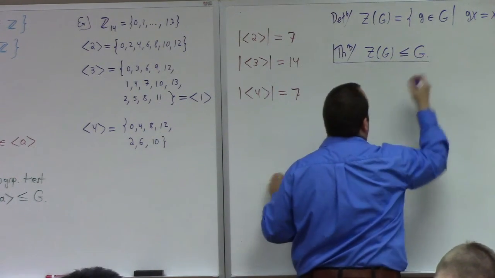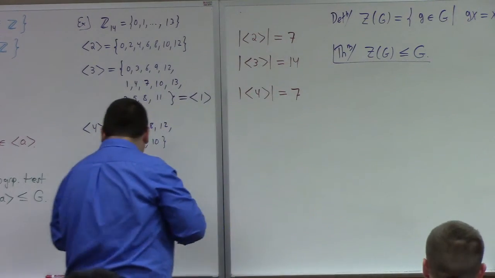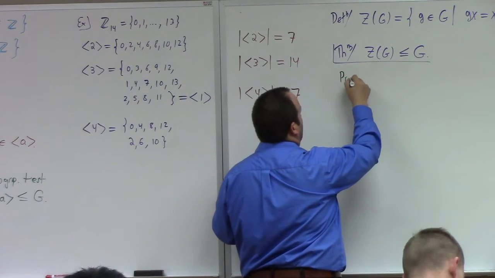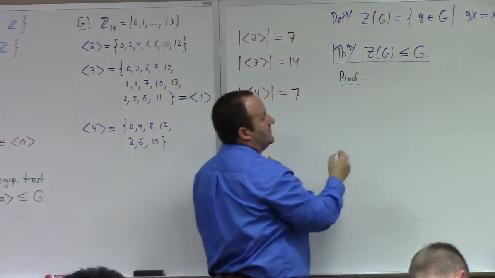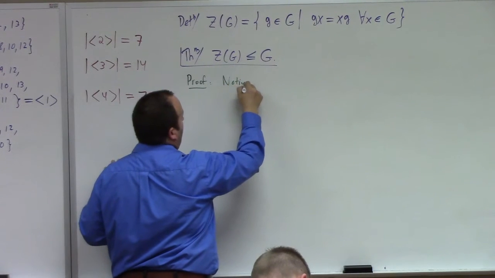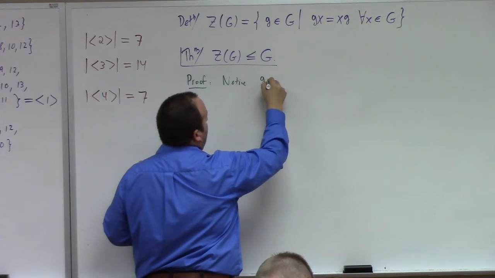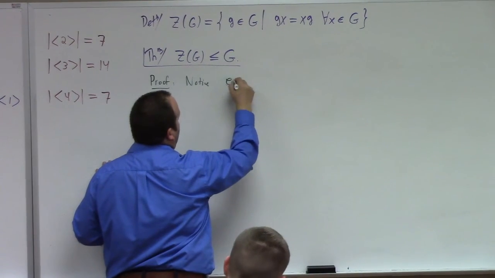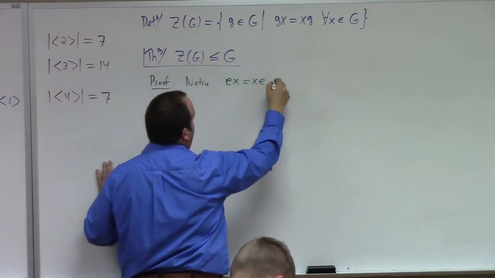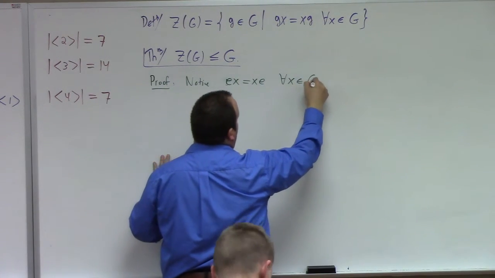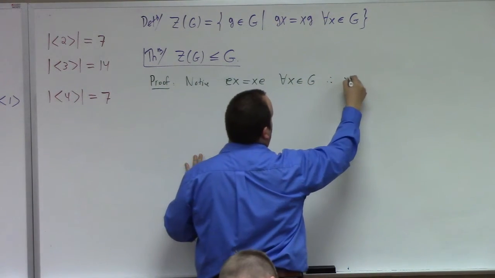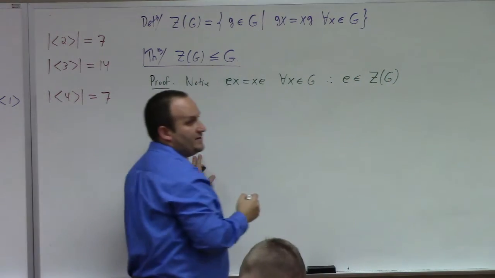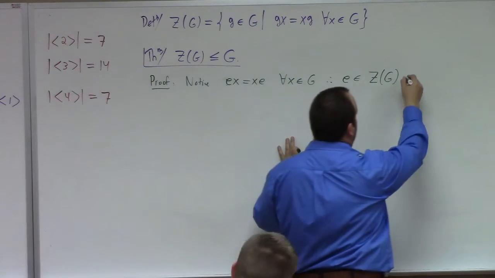It's probably good for me to go through that with you. So let's do that. First of all, notice that e times x is equal to x times e for all x in G. So what's that show? e is an element of the center. That shows that the center is non-empty.